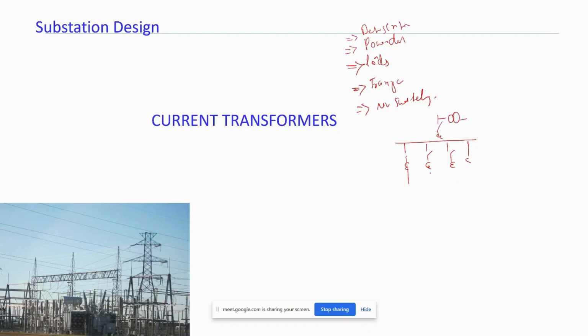So what does the current transformer do? Can anyone tell? One is for measurement of current. Measurement and protection, correct. So we are going to discuss the types of current transformers and how they play an important role in a power system.